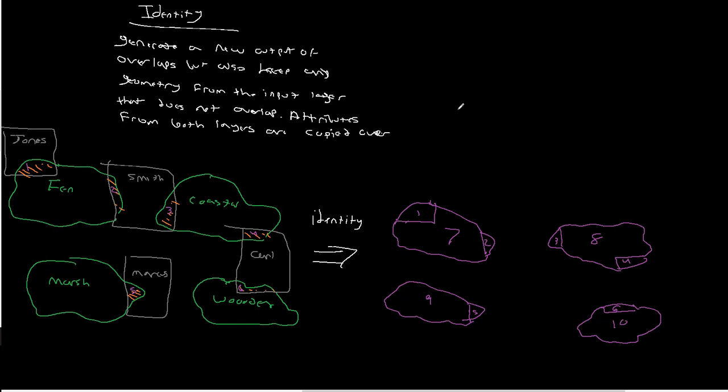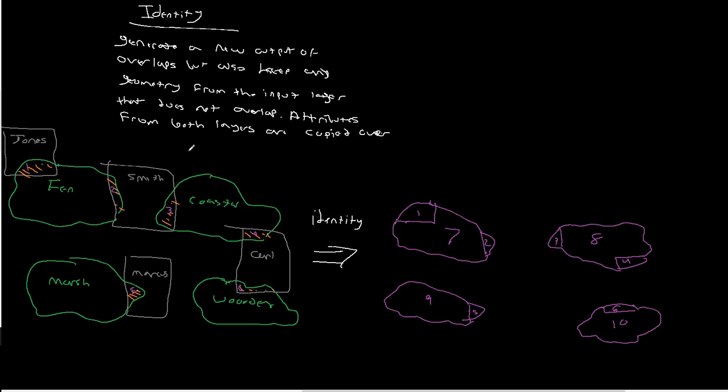Well, before we do that, pause the video, go back, and rewatch what just happened, because this idea that we're keeping the original geometry that was not overlapped is hopefully straightforward, but is really important to understanding what we're about to do next with attributes and what makes identity different from intersect. So again, just to recap what happened, right?